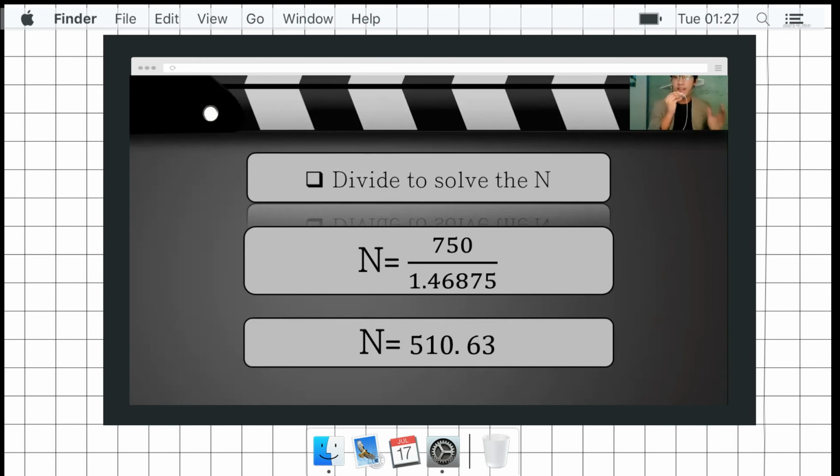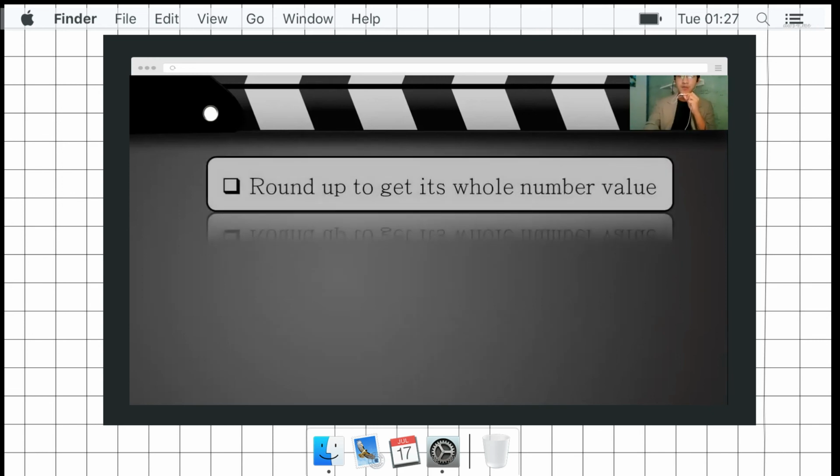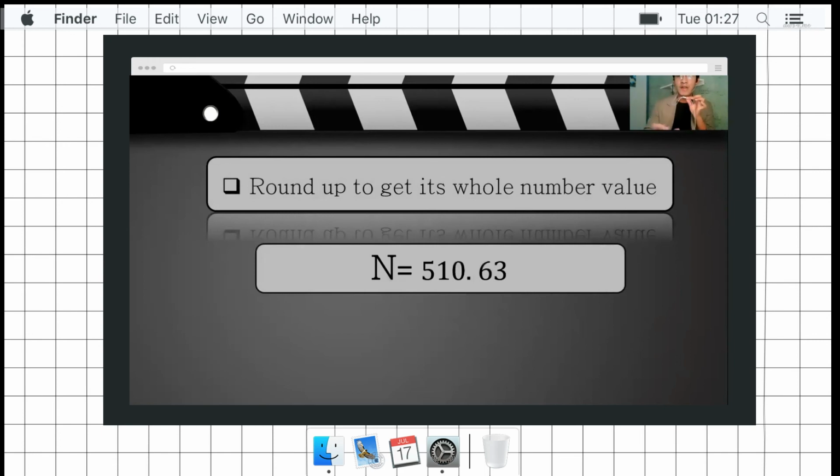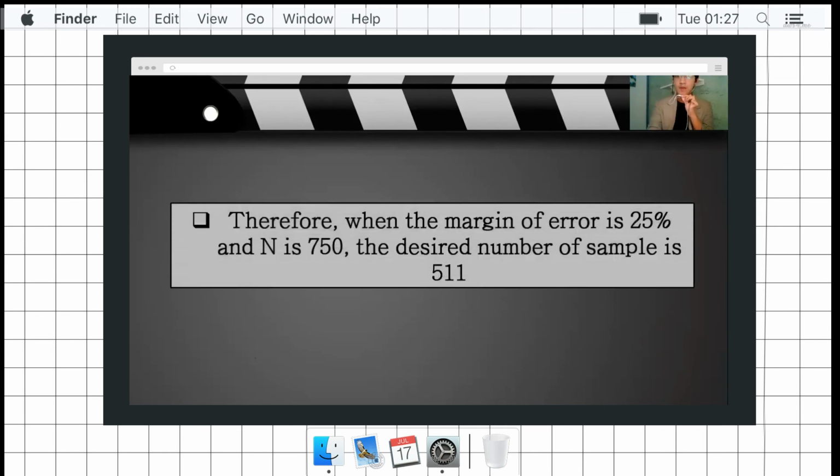But it is not the final answer because we are going to round it up to get its whole number value. n equals 510.63. If we round up this value, n equals 511. Therefore, when the margin of error is 2.5% and N is 750, the desired number of samples is 511.